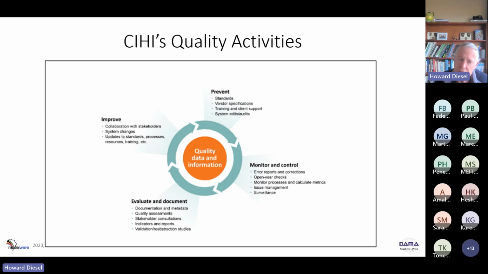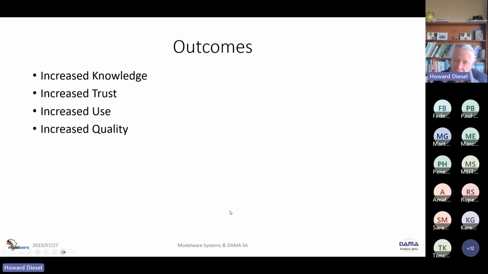Evaluate and document. So document the metadata, document the data, do quality assessments. Then what can we do to improve it? Okay. Then we go to what can we do to prevent it? They have to go back to the people that are providing them the data and say, what can we do to fix this data? What can we automate? And then we've got this monitor and control. That's the cycle that they work through. Okay. And this is what they're trying to achieve.